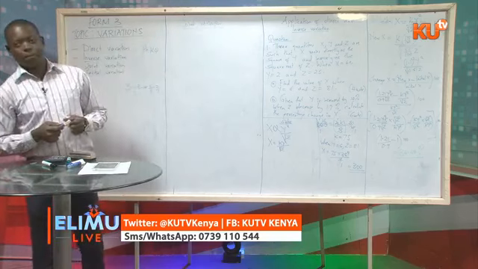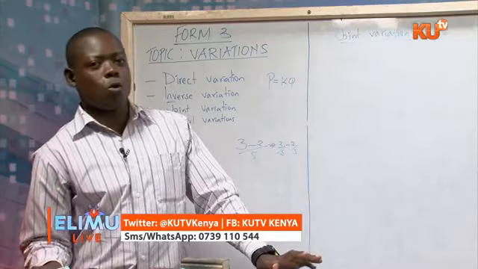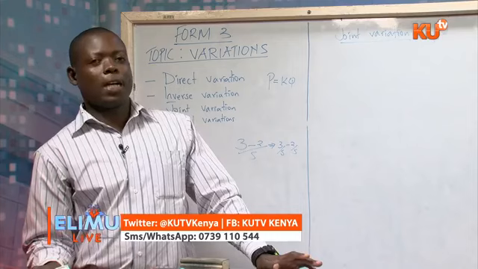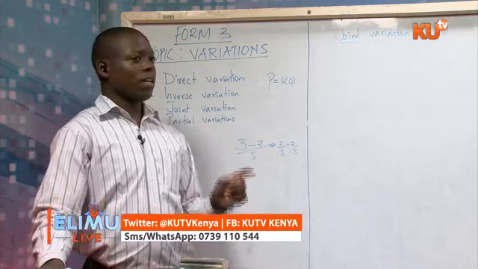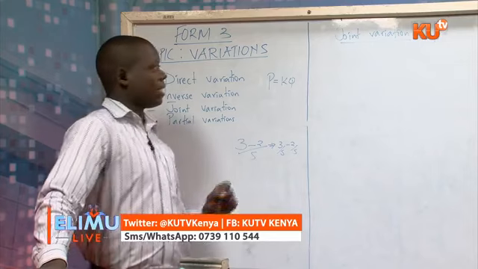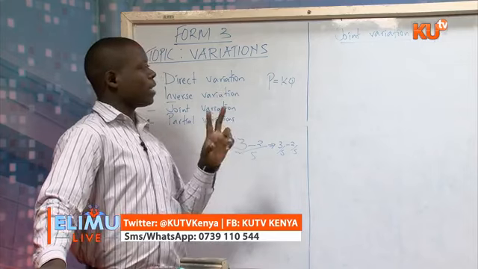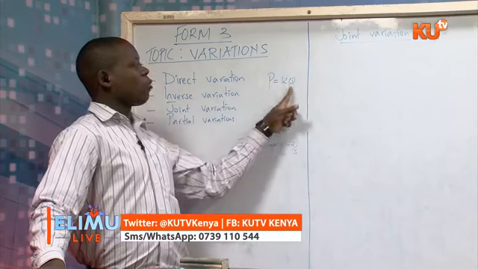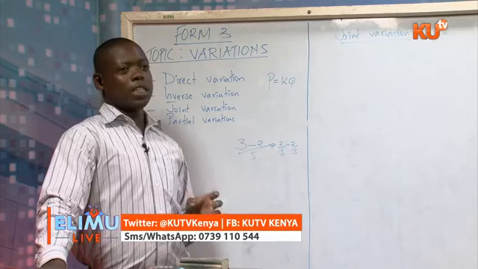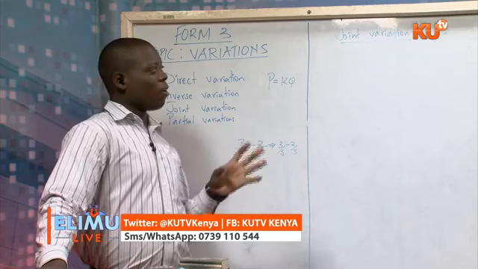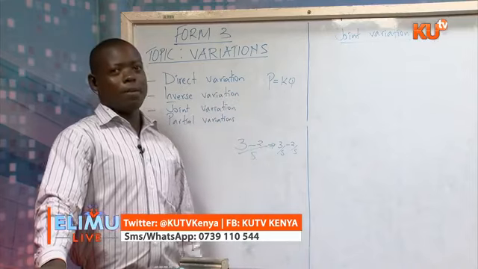In joint variation, we are connecting more than 2 quantities. And it is always easier to understand that joint variation is more the same as direct variation. What is happening in direct variation, we are comparing 2 quantities, P and Q. But when we bring in 3 quantities where they are connected directly or jointly, then we call that joint variation.